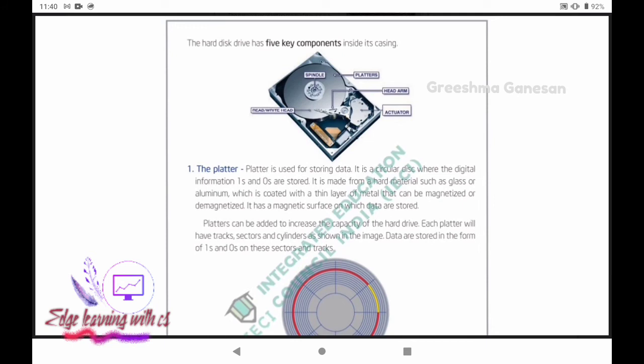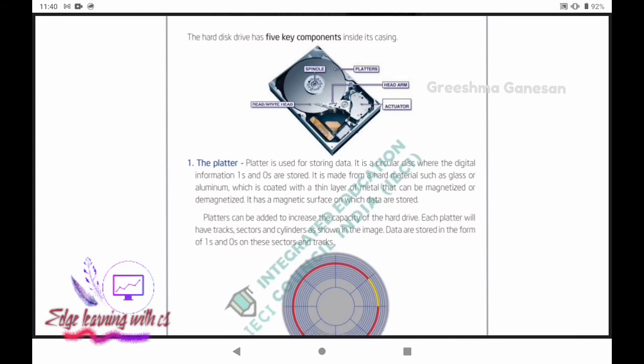Spindle, then the track which is known as platter, then our head arm, then actuator, read-write head. You can see this image clearly. Then we can go to the points now.